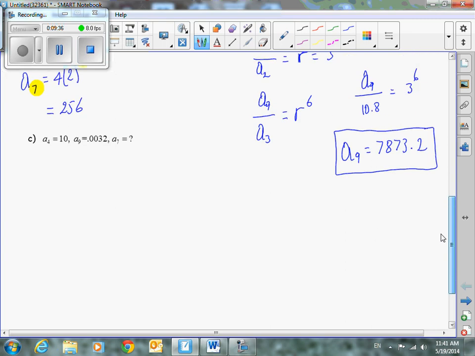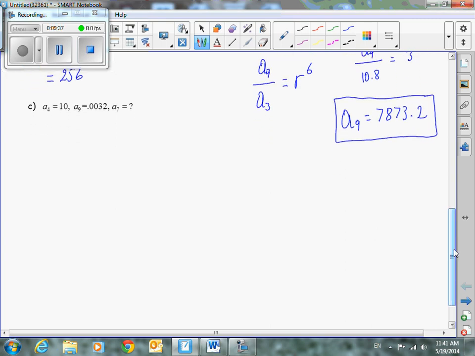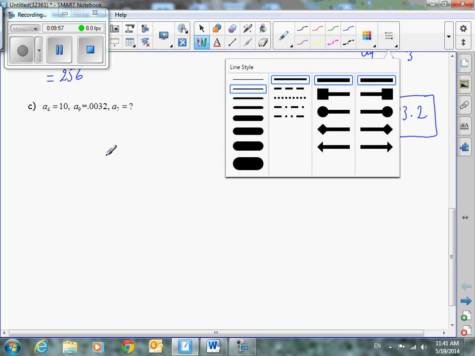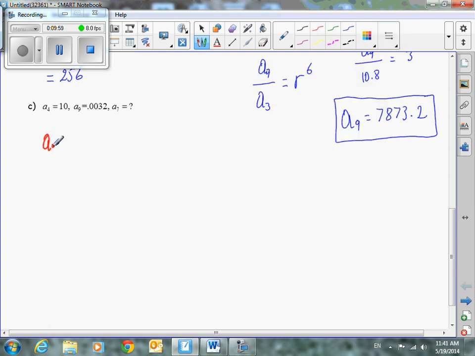C is a little different. Actually, it's not. What is the first thing you think I would find here? The common ratio. Again, you gotta have that word common in your mouth, because if it's not common, it's no longer geometric. Just like the difference, if it's not a common difference, it's no longer arithmetic. So how will I find the common ratio here? A9 over A4 is equal to R to what power?